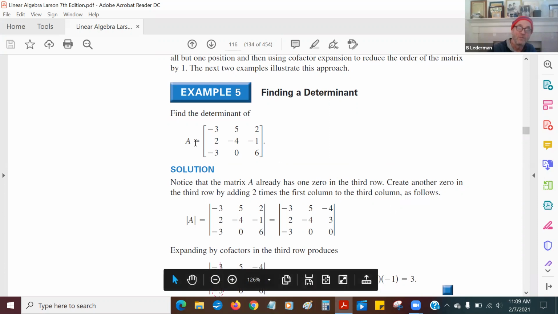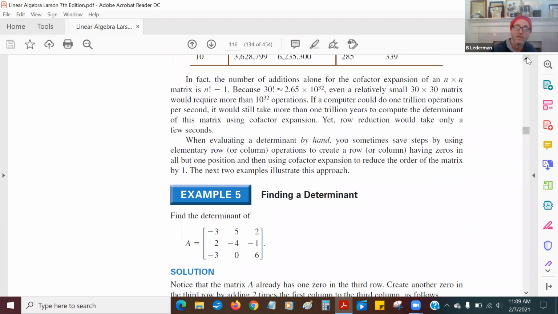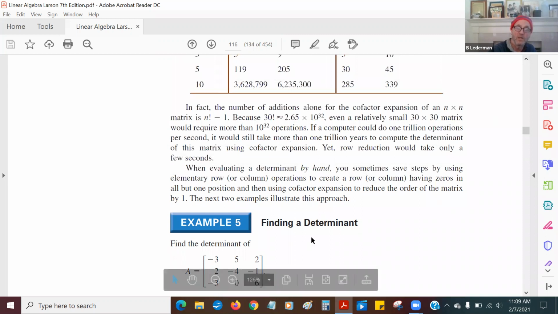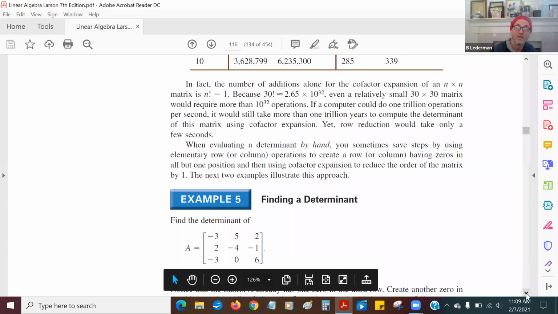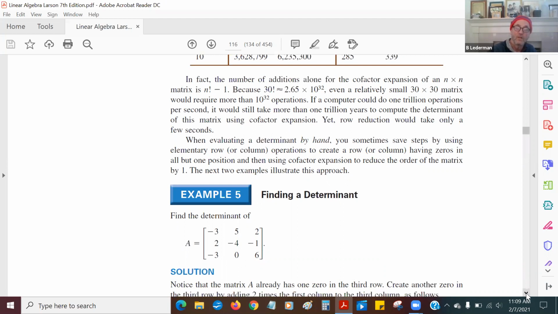And okay, let's do a couple of determinants. Let's find the determinant of this matrix right here. So actually, let me go down like this. Don't look at anything. Here's this matrix A. So pause the video and solve it. Okay, unpause and let's go.